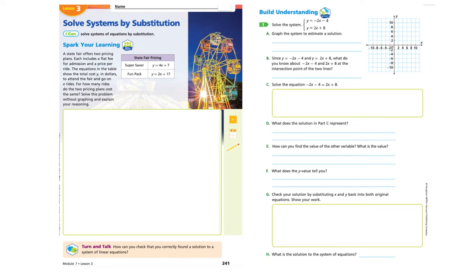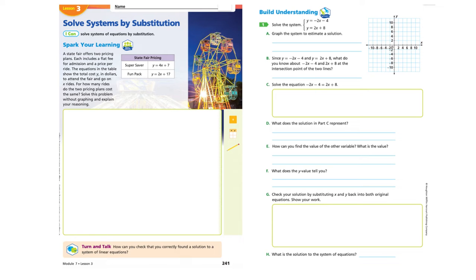Then in B, they say since y equals negative 2x minus 4 and y equals 2x plus 8, what do you know about negative 2x minus 4 and 2x plus 8 at the intersection point of the 2 lines? So they're asking you from your graph here where they intersected, what do you know about those 2 lines at that intersection point?